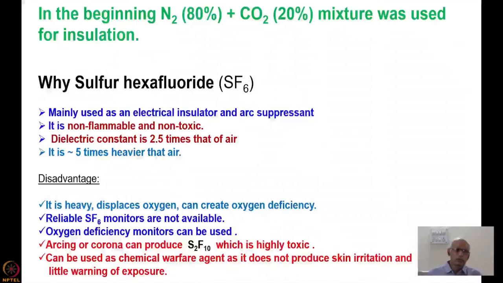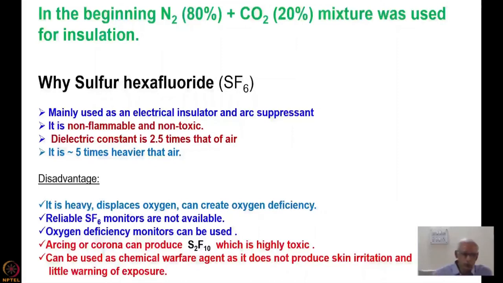Now, in the beginning, I told you that in the case of subsequent accelerators, which are improvements, we use, for example, when Van de Graaff was first built, a nitrogen 80% and carbon dioxide 20% mixture was used for insulation, in order to reduce the corona formation or to reduce the discharge. This was used, and later on SF6 gas, which is sulfur hexafluoride gas, has been used, and it is found to be much more useful.